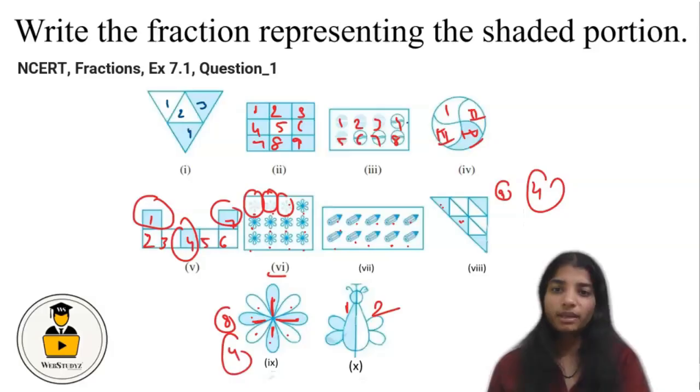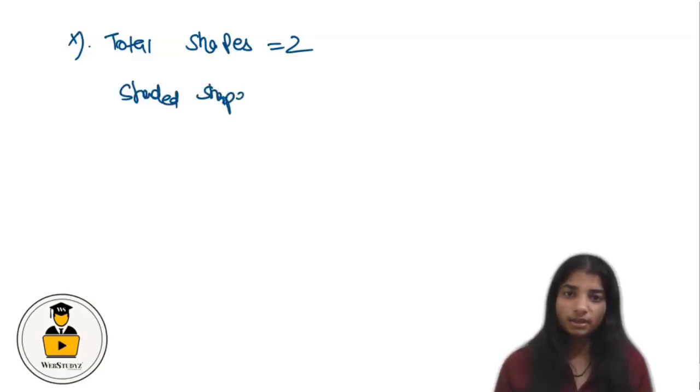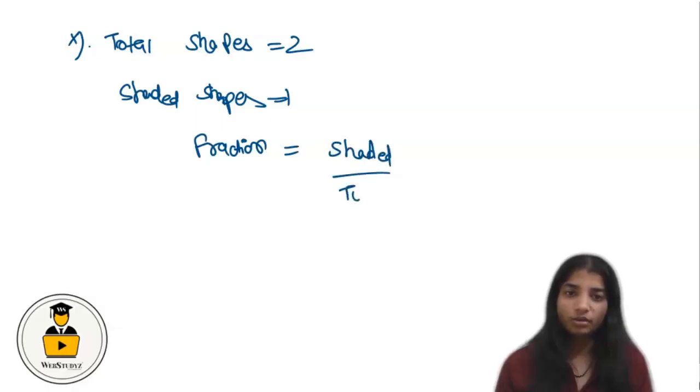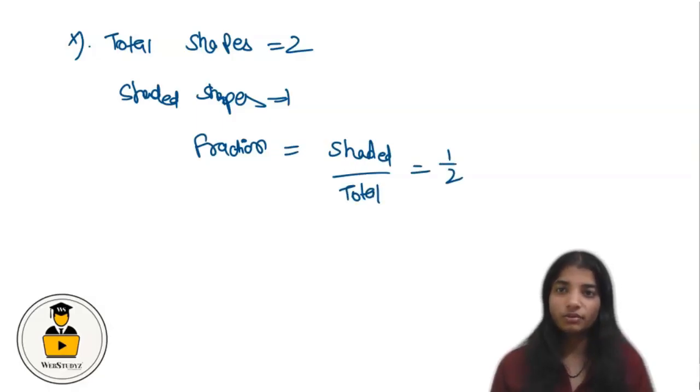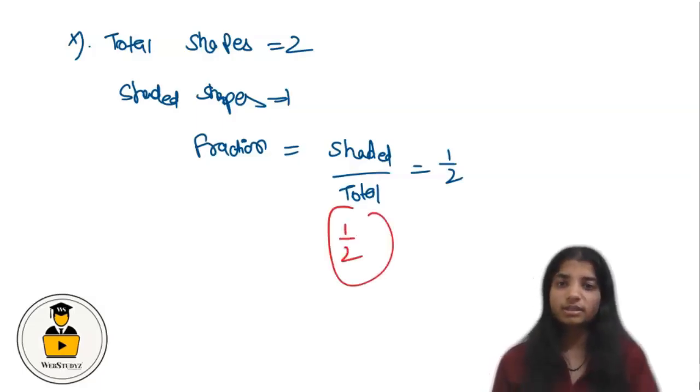So from here we can say that total shapes is equal to 2, out of which shaded shapes is equal to 1. So fraction from here is shaded divided by the total. So this is equal to 1 divided by 2. So we can say that the answer to this part is 1 divided by 2. So this is the answer to the given question.